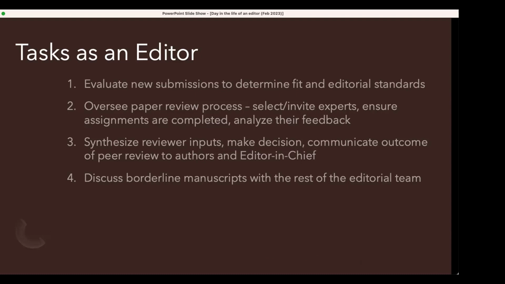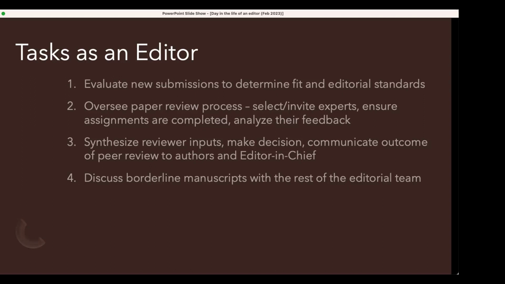And so some of the tasks, and this is not all inclusive, and of course I would love to hear from our seasoned editors whether they want to add anything here, include evaluating new submissions to determine the fit and editorial standards for the journal, overseeing the paper review process, selecting and inviting experts, ensuring the assignments are complete, analyzing the feedback of the reviewers, synthesizing reviewer inputs and making a decision.